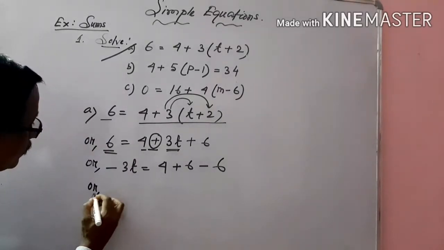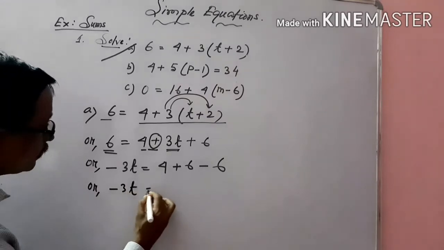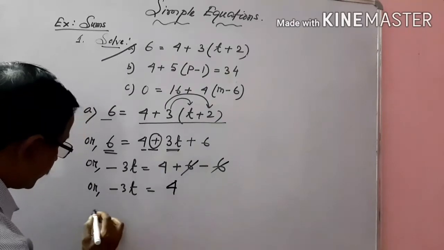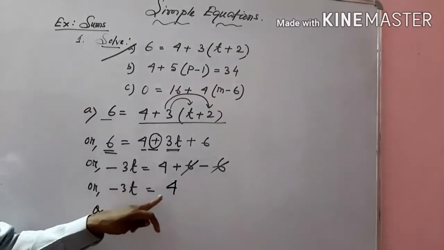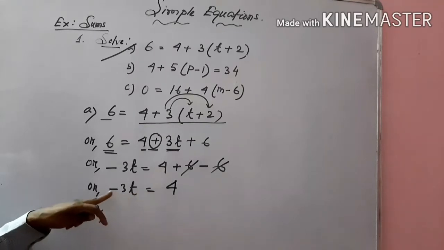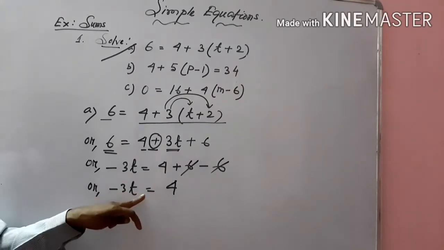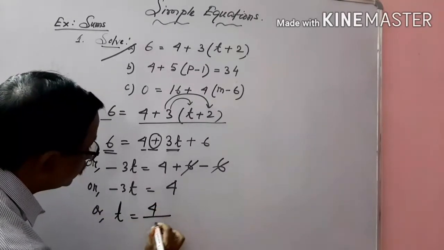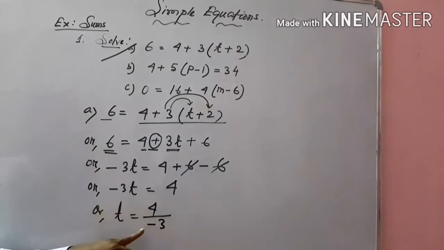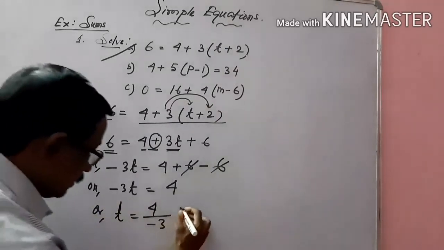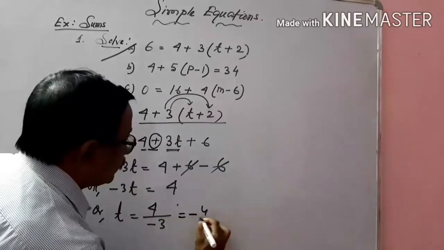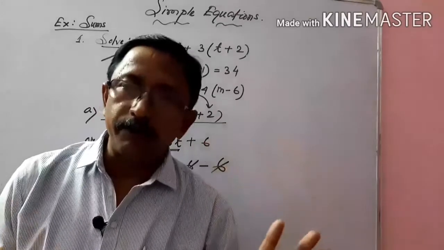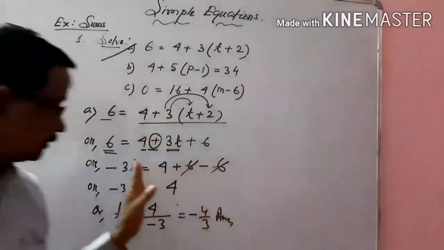Then what are you getting? Minus 3t equal to 6 minus 6 can be cancelled, so remaining 4. Therefore minus 3t equal to 4. Then t equal to what? Minus 3 is in multiplication form, so it comes to division form. So t equals 4 by minus 3. I think it is clear to each and everyone. Very simple. Whatever unknown variable is there, we can find it by the same process.